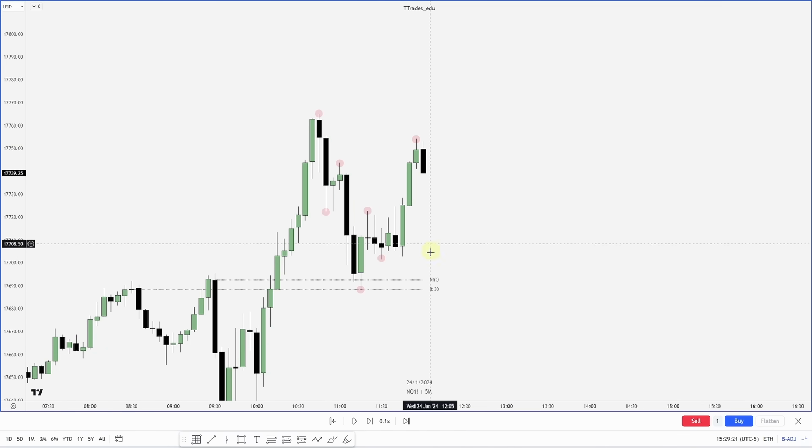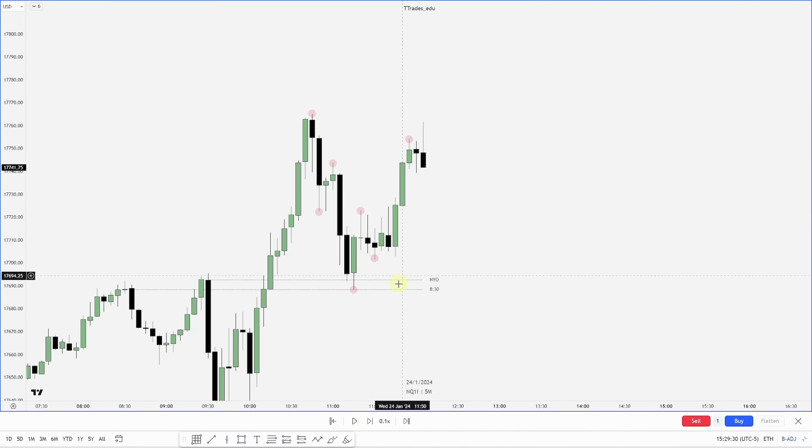We form a swing high. Now if we're going to form a swing low, we could form one right here. Ideally, I like to see discount, right? This is when I like to use discount and premium. But we do form a higher low right there, make a higher high.